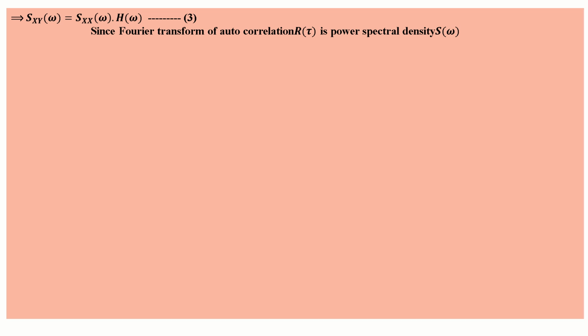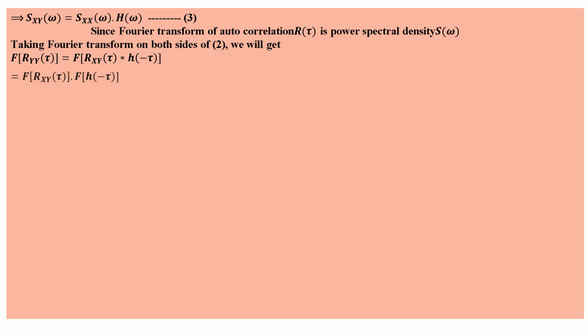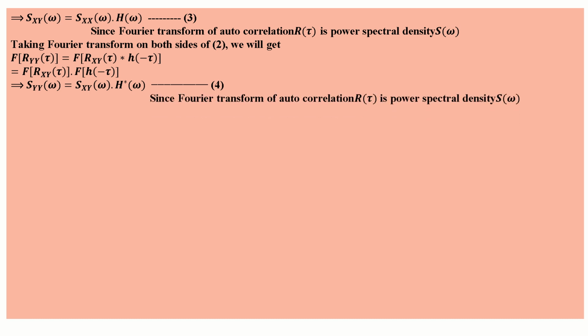The Fourier transform of the autocorrelation R is nothing but S, the power spectral density. Taking the Fourier transform on both sides of the second: F of Ryy of tau is equal to F of Rxy of tau star h of minus tau. So F of Rxy of tau times F of h of minus tau. So Syy of omega is equal to Sxy of omega times H star of omega. That is equation number 4.